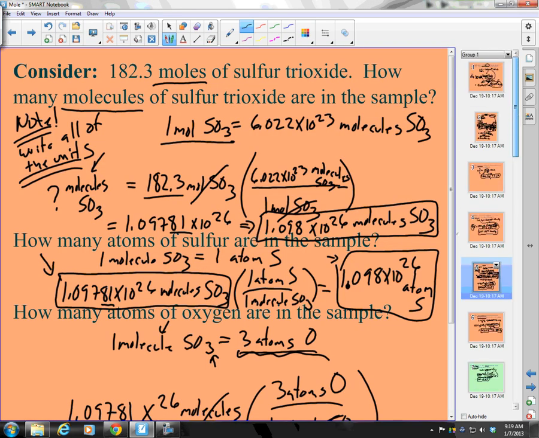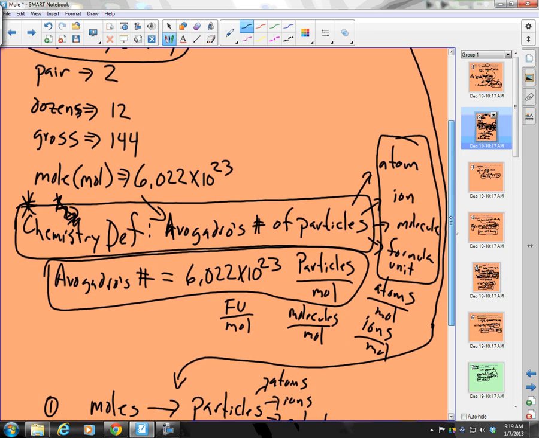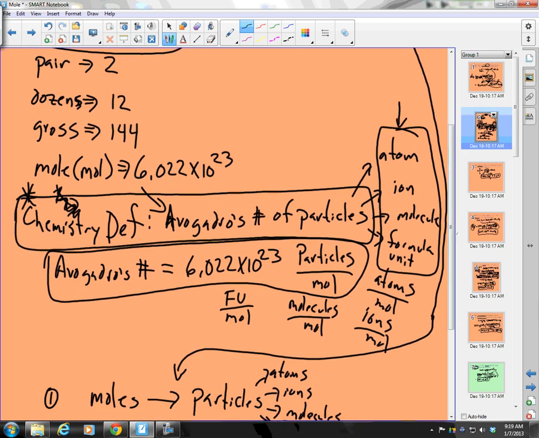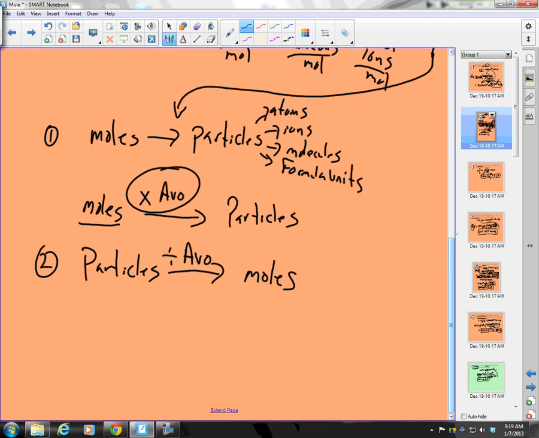Oops, that's not where I'm going. What are my particles? There we go. Particles are atoms, ions, molecules, formula units. Are grams there? No, grams are not particles. So that means we have another equation. If I'm going from grams to moles, what am I going to do?